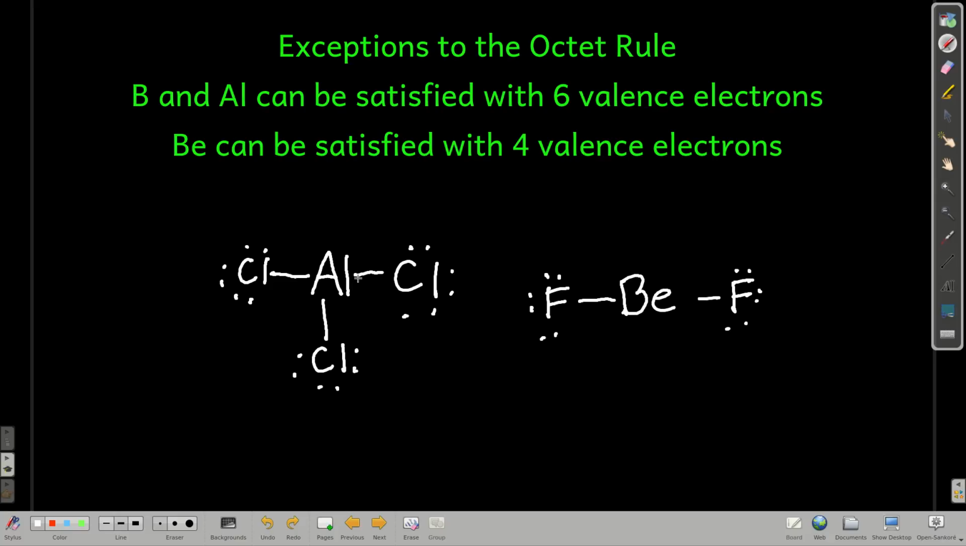By the way, we know experimentally that the real structure for aluminum chloride looks like this and not the double bond, because we can actually measure these things. We have spectroscopic techniques that let us peer into this molecule, and we're able to tell if a bond is a single bond or a double bond or a triple bond or what have you. And we know experimentally that all of these bonds are identical to each other and they're all single bonds.